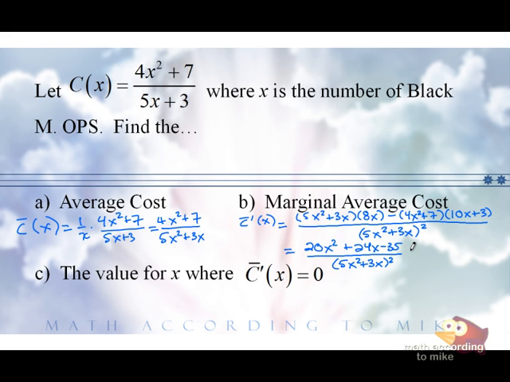Okay. Part C, find the value of x where C bar prime of x equals 0. Well, remember C bar prime is your marginal average cost, and our marginal average cost is a fraction. A fraction equals 0 when the numerator equals 0. So I'm just looking at the numerator. Well, sad to say, this does not clean up that well. So you'll have to use your quadratic formula. Solve for x. We're going to get two answers here.